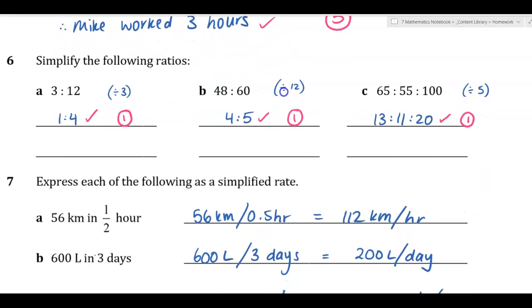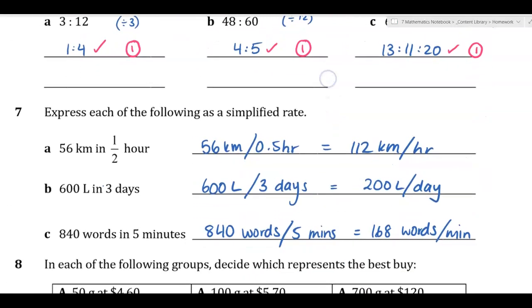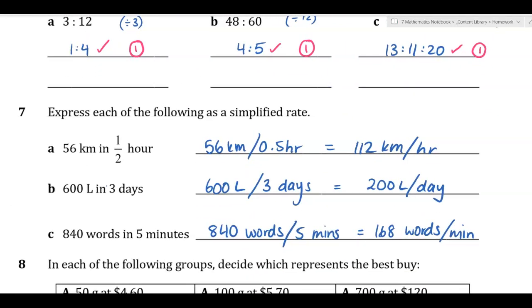All right, number 7. Express them as a simplified rate. So you remember a simplified rate is when the second number is what? What do we want the second number to be? 1. So you had to write it out and then you had to change that second number to 1. So 56 kilometers in half an hour means 112 kilometers in 1 hour.